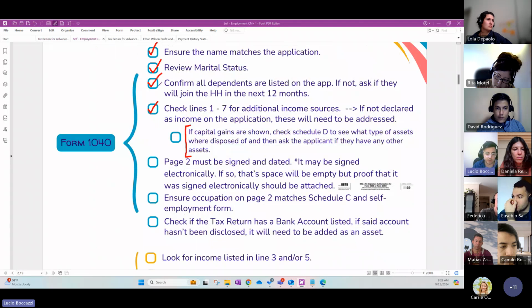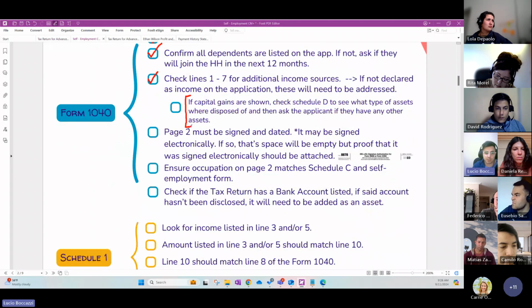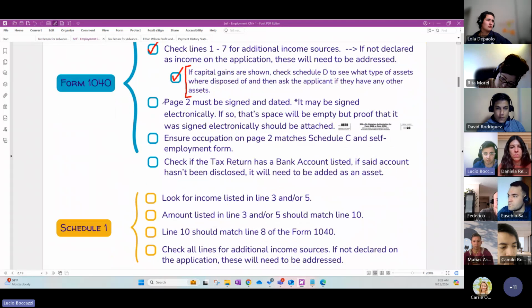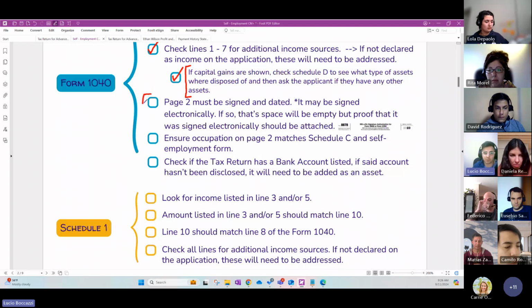So let's go back to the cheat sheet then. The next thing that we see that we need to do, we have already written down what we're going to ask about capital gains. And then the next point says page 2 must be signed and dated. It may be signed electronically. If so, that space will be empty, but proof that it was signed electronically should be attached. And usually if you have the proof of transmission, that is proof enough instead of the signature.